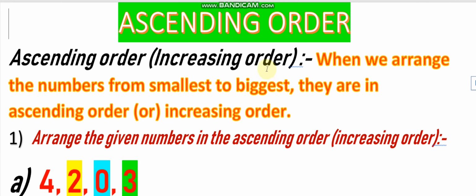We have discussed comparison of the numbers, how to find the greatest and smallest numbers along with symbols. Now today's topic is ascending order or increasing order. See the definition of ascending order or increasing order. When we arrange the numbers from smallest to biggest, they are in ascending order or increasing order. When we have to arrange the numbers from small to big, it is called ascending order or increasing order.